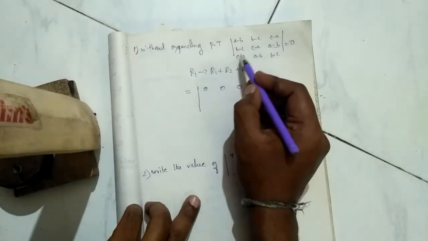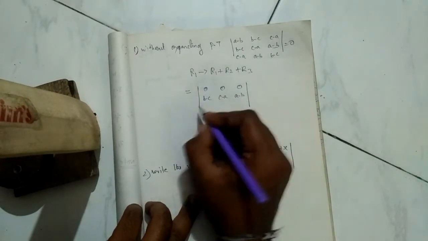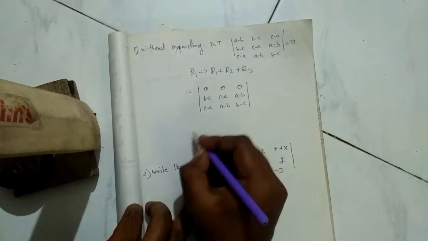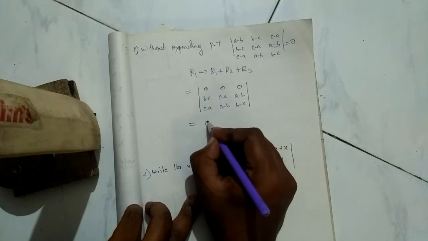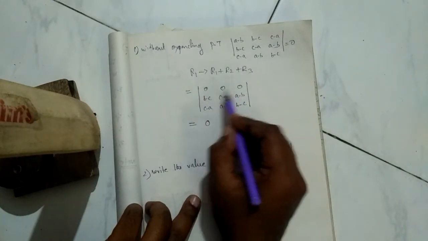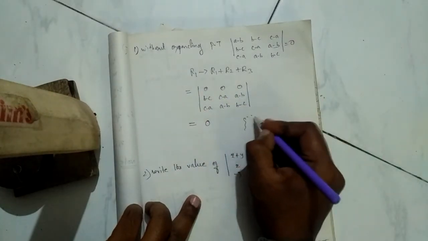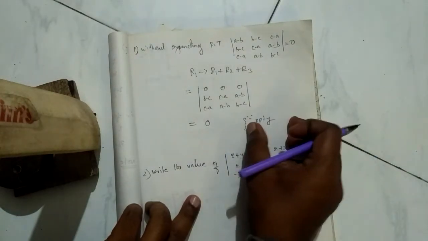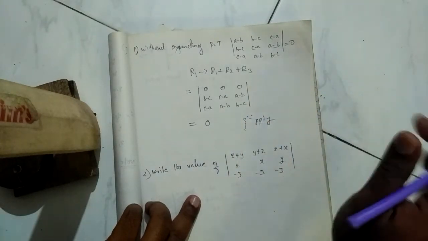Now the remaining two rows are as they are: b minus c, c minus a, a minus b, and c minus a, a minus b, b minus c. Now you see one row is completely 0. That means the value of the determinant is 0. That is another property: if one row or one column is completely 0, the value of the determinant is 0. Since any one row is completely 0, you can write that the value of the determinant is 0.